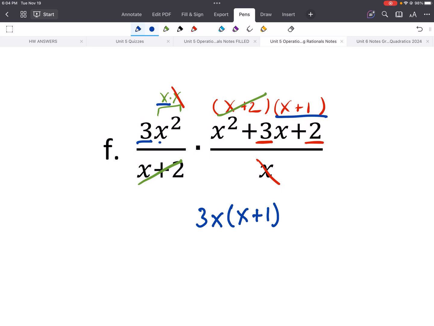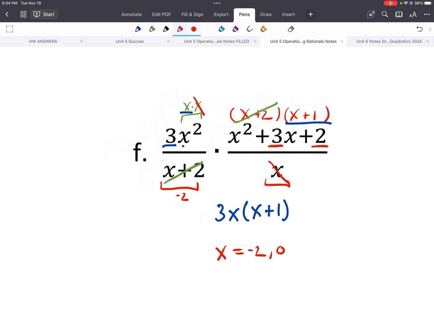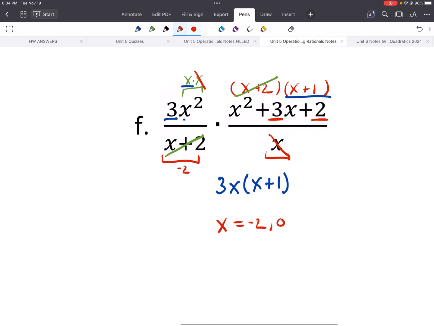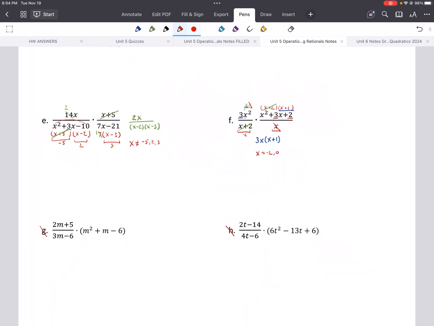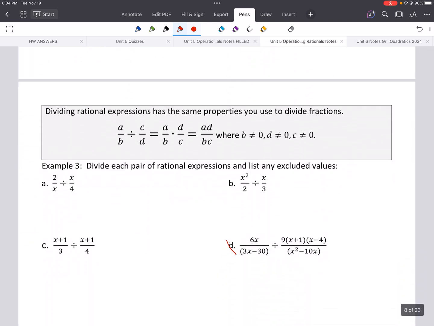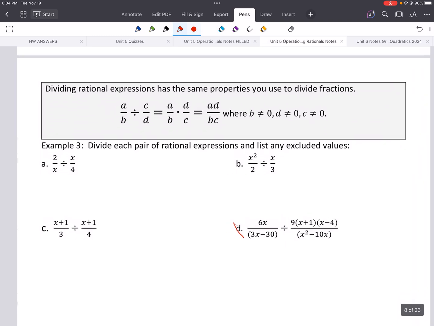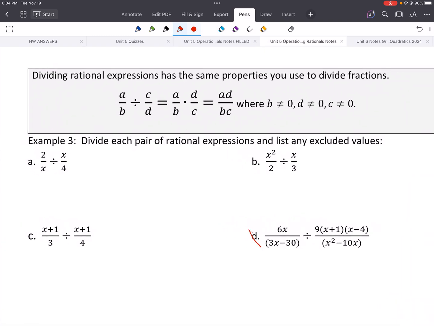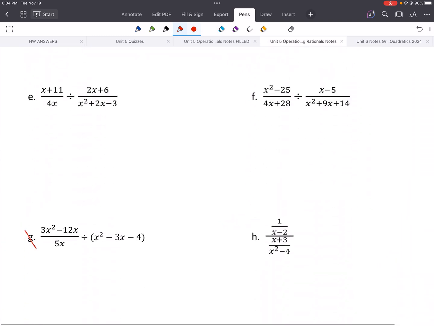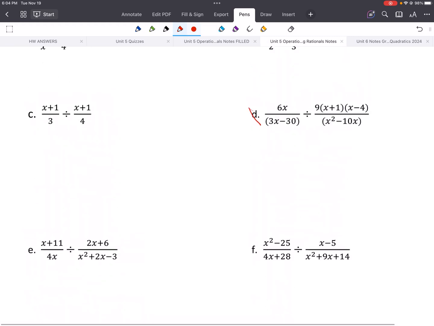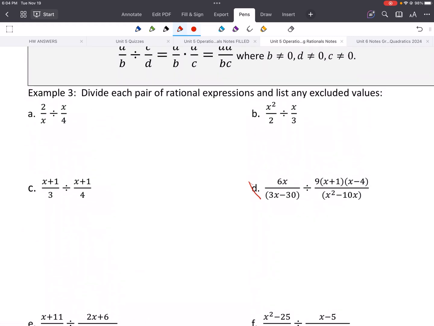And we'd want to write down our excluded values. So x cannot be -2, and it cannot be 0. Okay, so that would be dividing by 0, and we don't want that. All right, so that's multiplication. That's like the first part of your homework, and then the second half is division. So again, I'm going to cross off a couple of these. If you want to give those a try, you can check those on the filled-in notes on Canvas, okay?